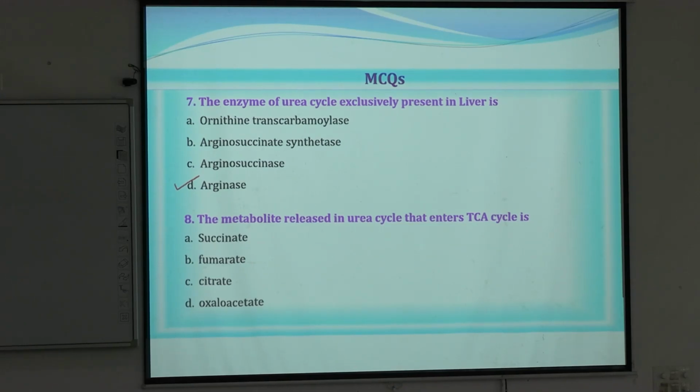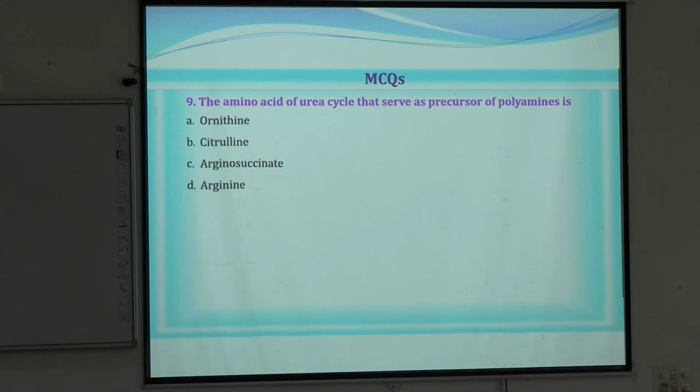The questions have become easy, haven't they? Okay, amino acid of urea cycle that serves as precursor of polyamines.